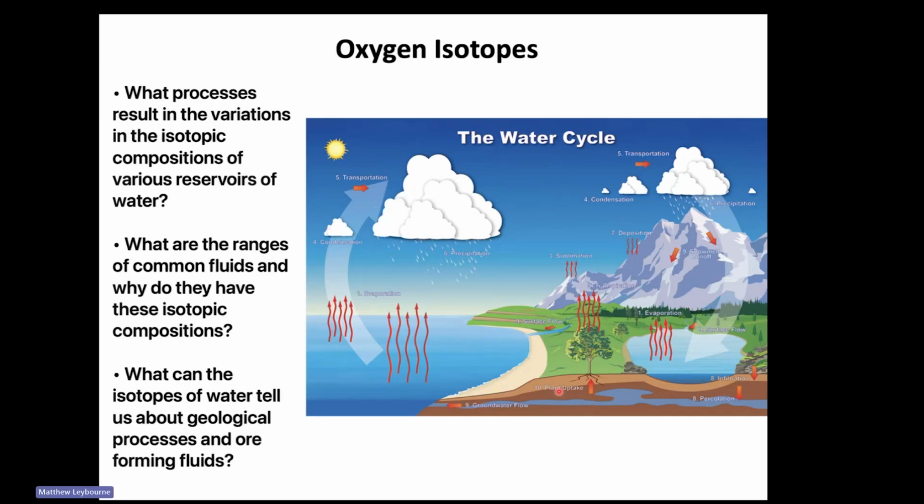And so we can see evaporation off the ocean. We can see precipitation from clouds. We can see condensation and recharge, high elevation recharge and low elevation recharge, sublimation of snow, groundwater interaction, etc. All of these different parts of the cycle result in fractionation of oxygen isotopes. And so we can talk about what processes result in these variations, what the ranges of oxygen isotope fractionation are, and what they tell us about geological processes in ore-forming fluids. So let's dive in.